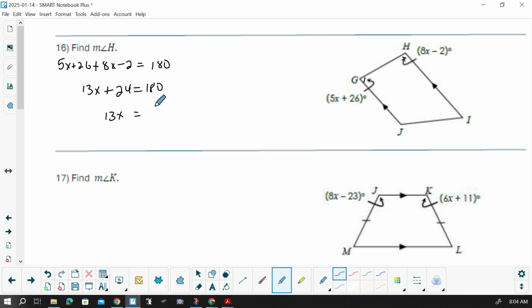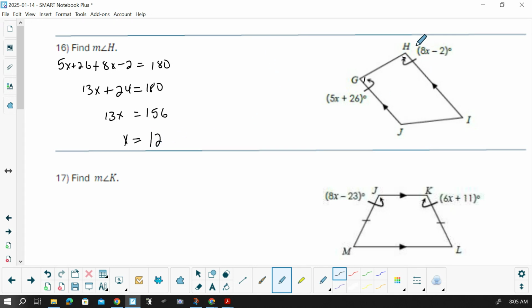We get 156. Yeah, 156. Divide by 13. X equals, and I'm not going to do that in my head. 156 divided by 13 is 12.